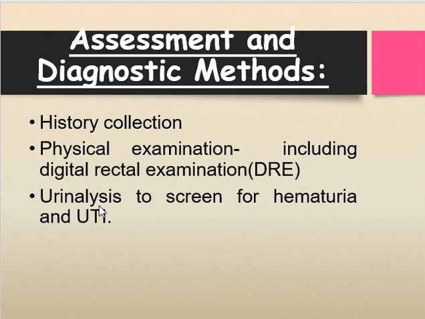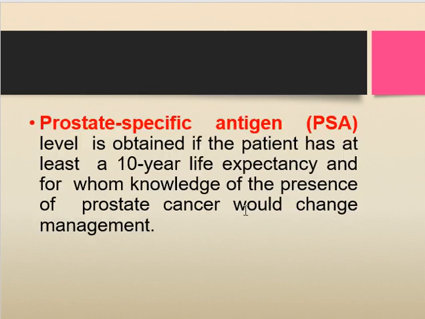Then you will do a normal urine analysis to identify the presence of red cells in urine, that is, the presence of hematuria, and the presence of infectious agents in your urine, to rule out urinary tract infection. You can do a urine analysis as well as a culture of the urine.